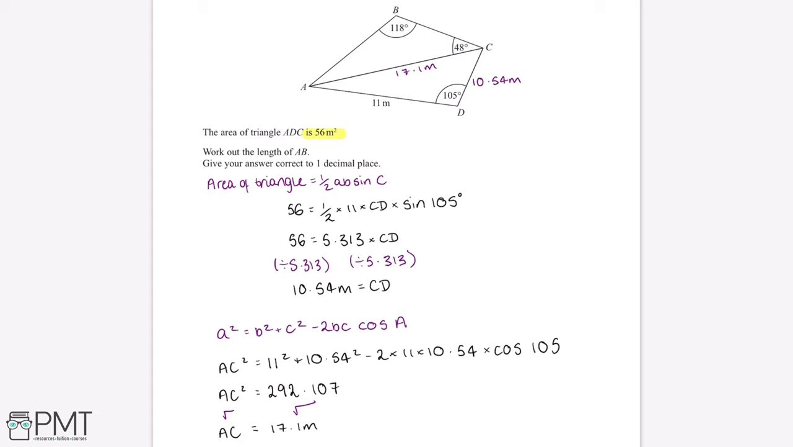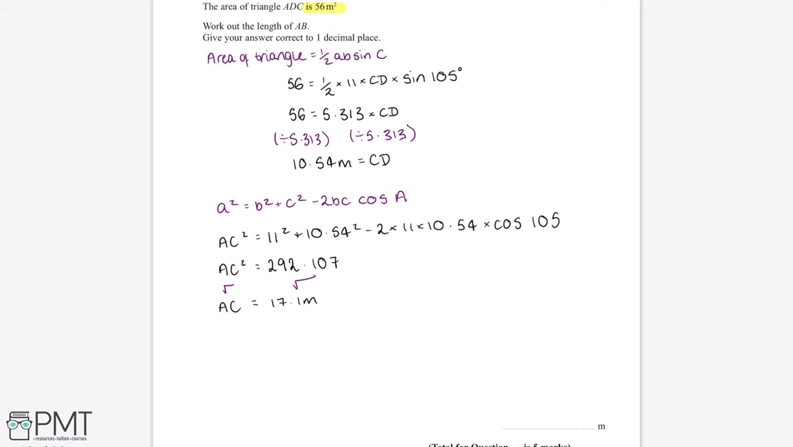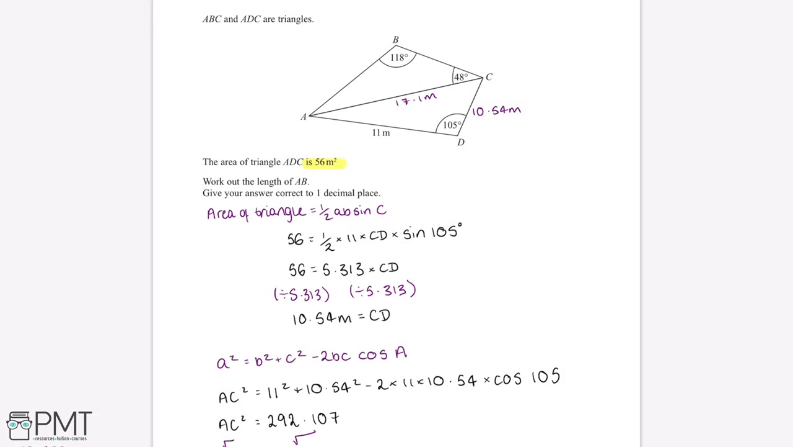So now we have enough information to work out the length of side AB. And we can work it out by using the sine rule. And the sine rule is that a divided by sin A is equal to b divided by sin B. So we can label up these side lengths.